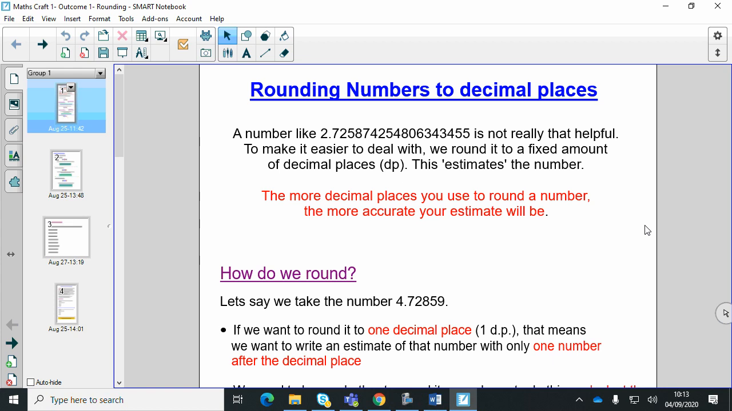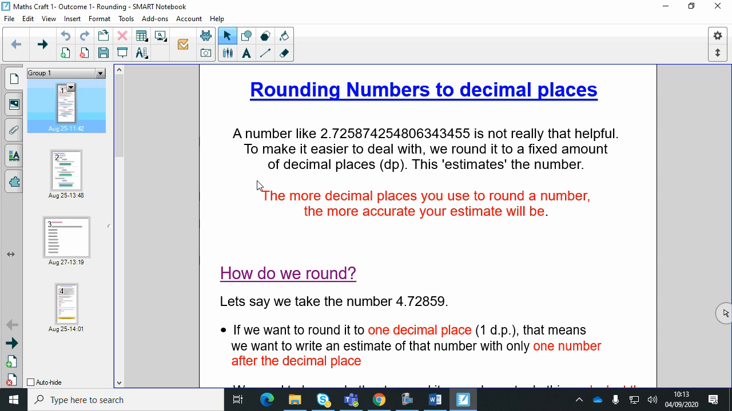So, why do we round numbers? A number like we see here, 2.725874, etc., is a ridiculous number. It's not really that helpful. To make it easier, we round it to a fixed amount of decimal places, which we abbreviate DP. What this does is it estimates the number. And the more decimal places you use to round a number, the more accurate your estimate will be.